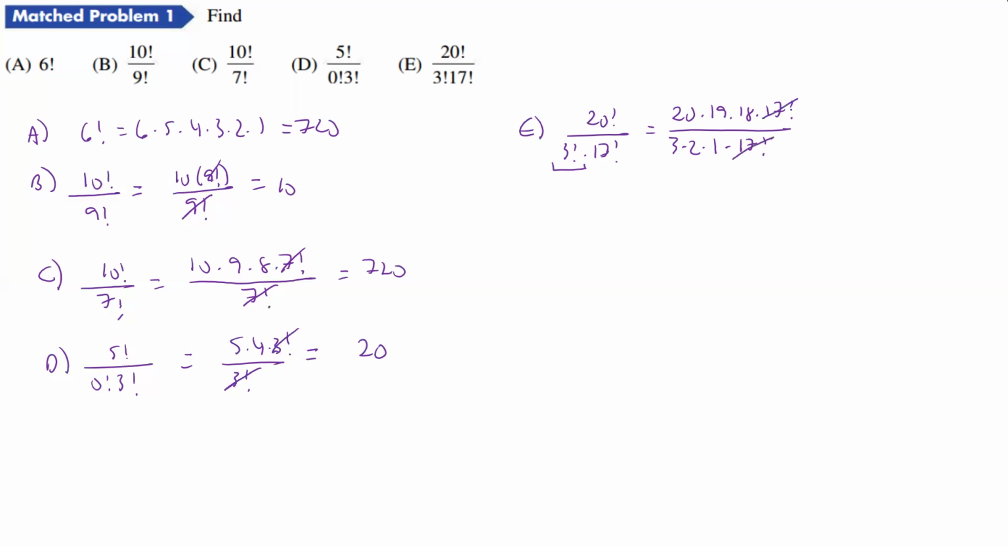Well, our 17 factorials go out. Well, 3 times 2 is 6. 6 goes into 18 3 times. So now I've got 60 times the 19, so that's going to be what, 1140? Okay. And so that's how we can do factorials.